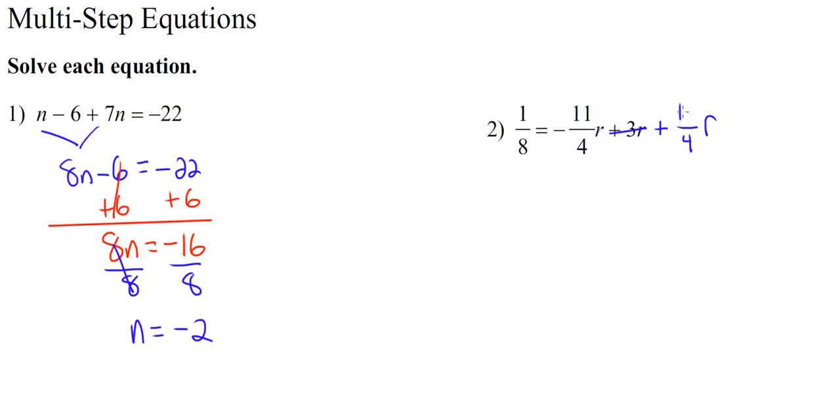So what do we put? We put 12, because 12 divided by 4 is 3. So now they're both fractions with a denominator of 4, and we can combine these like terms. So we have negative 11/4 r and positive 12/4 r. Different sign, we subtract, and we keep the sign of the bigger number. So this becomes positive 1/4 r. And on the other side, we bring down the 1/8. And so now we have 1/4 r equals 1/8.